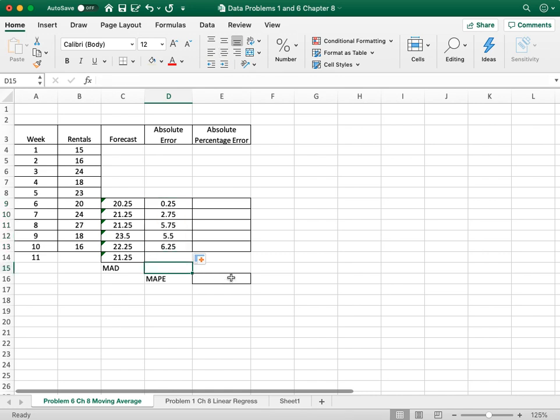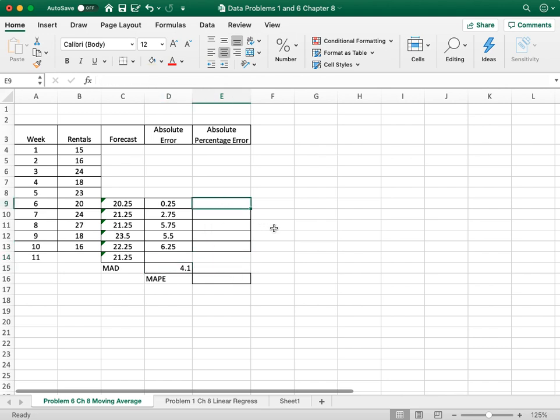Mean absolute deviation, if you didn't calculate, do it now. If you did, let's take a look how it works. So equals average of these last 5, and 4.1 is our mean absolute deviation.